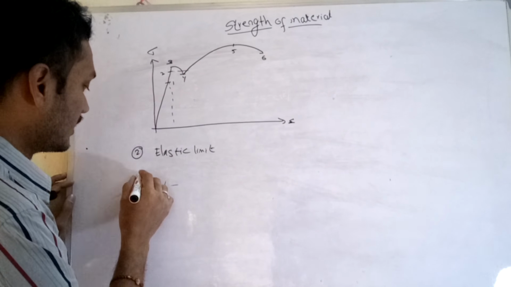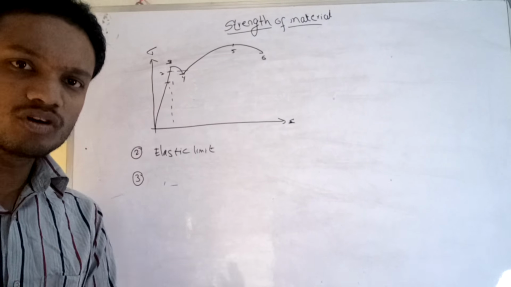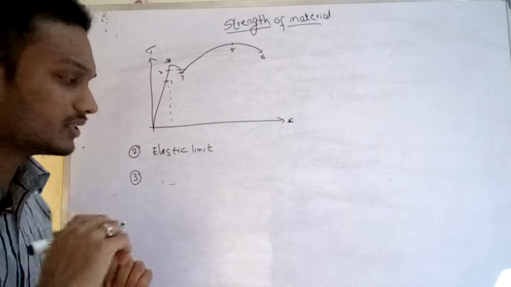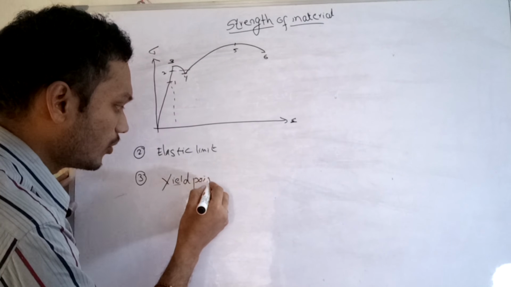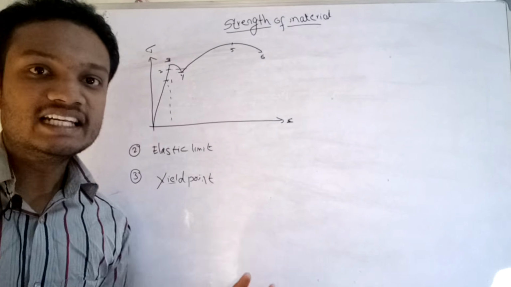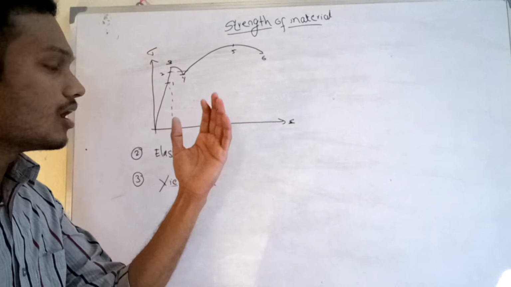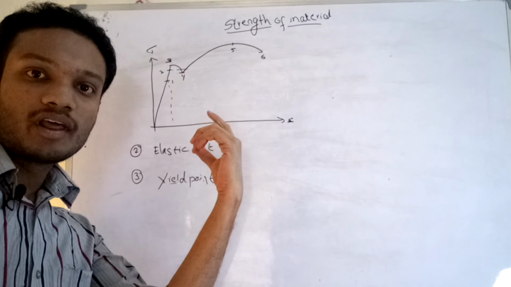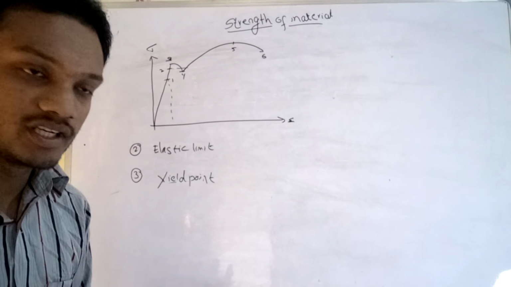Next, reason number 3 is called the upper yield point. Before that, what is meant by yield point? The yield point is an intermediate region between the elastic range and the plastic range. That means below the yield point, the region is called the elastic range, and after the yield point, it is called the plastic range.